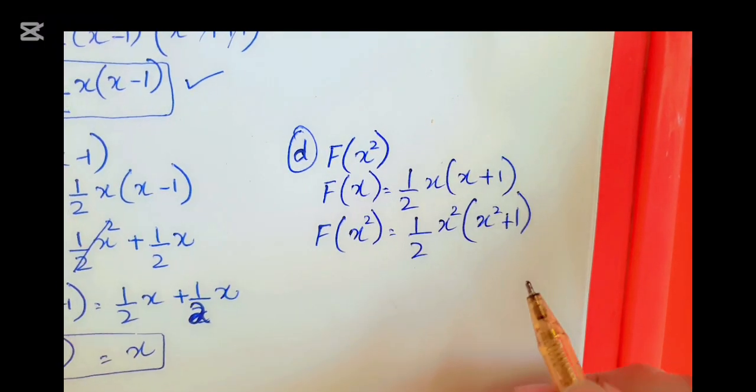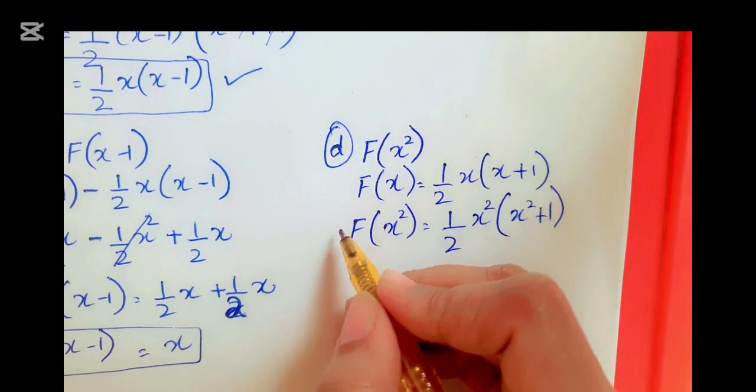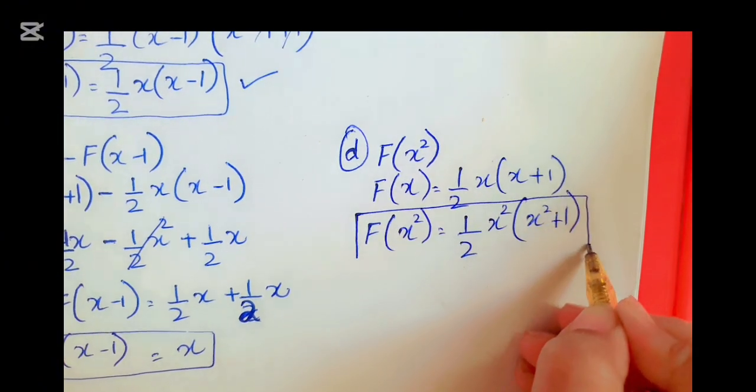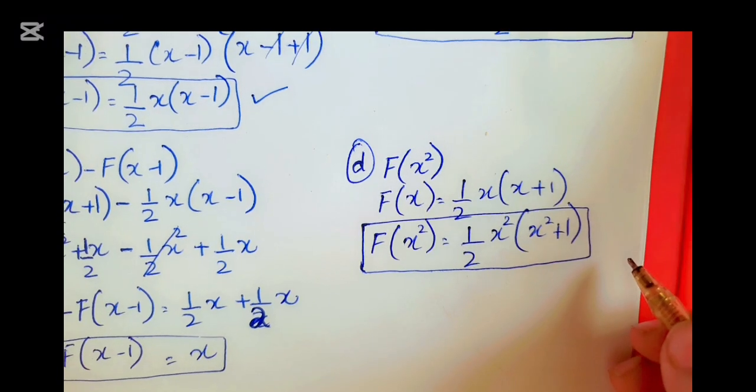If you want to solve it further, you can solve it, but to take it out in the simplest form, you will get the answer again in this form. If you open the bracket and take common, the answer would be this again. So this is part D.